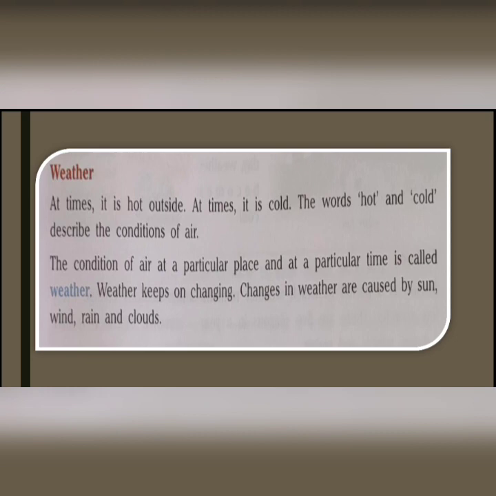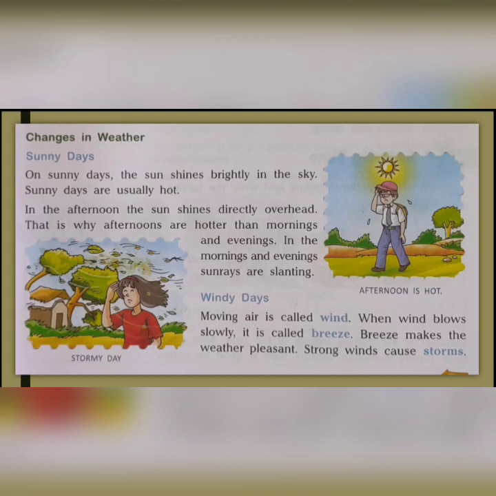So what is weather? The condition of air at a particular time and at a particular place is called weather. It is not constant, it keeps on changing, and it changes by sun, wind, rain and clouds. Now let us know about the changes in weather. It is classified as sunny days, windy days, like that. First let us know about sunny days.